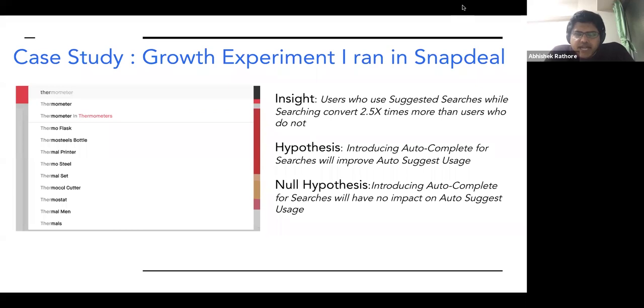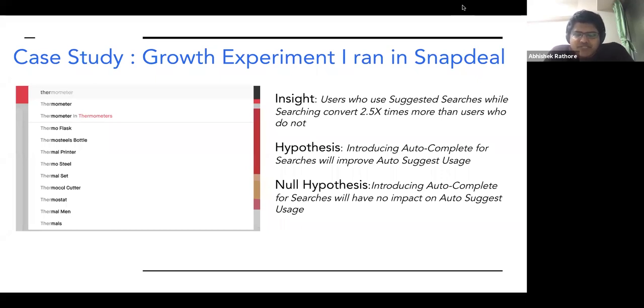So the insight that I had was that users who use suggested searches during searching converted 2.5x more than users who do not. So there was a clear idea for us that if we increase the usage of auto-suggest, we will be increasing our conversion rate, which is one of the primary KPIs that product managers care for. E-commerce product managers would do anything for getting improvements in conversion rates.